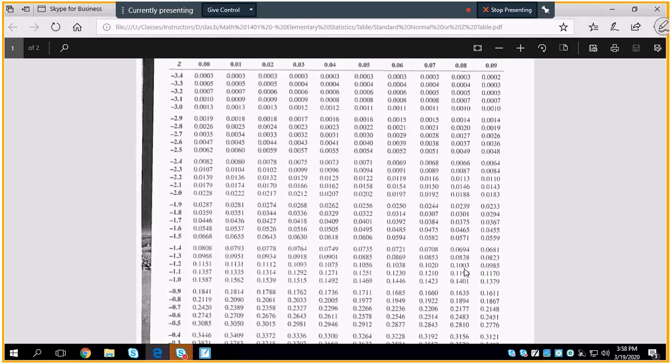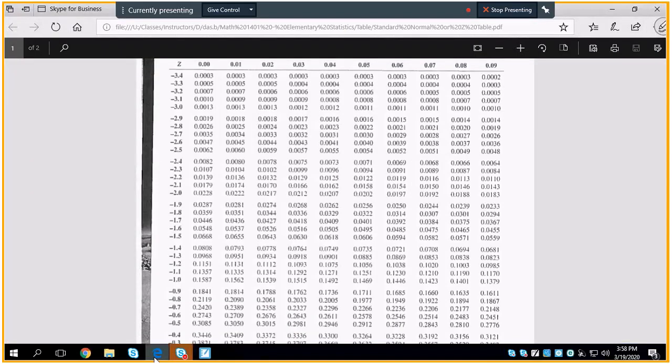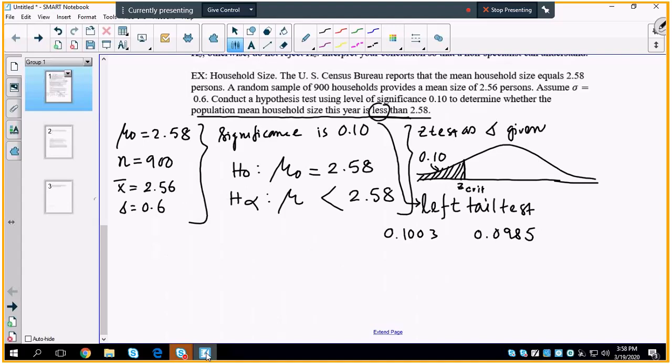I have those two numbers, 0.1003 and 0.0985. So I wanted 0.1, didn't find it, rather found 0.1003 and 0.0985. Remember, the process is you find the z-score for either of them. So let's see what the z-scores are. For 0.1003, the z-score is negative 1.28, and for 0.0985, it's negative 1.29. So this is negative 1.28, negative 1.29.